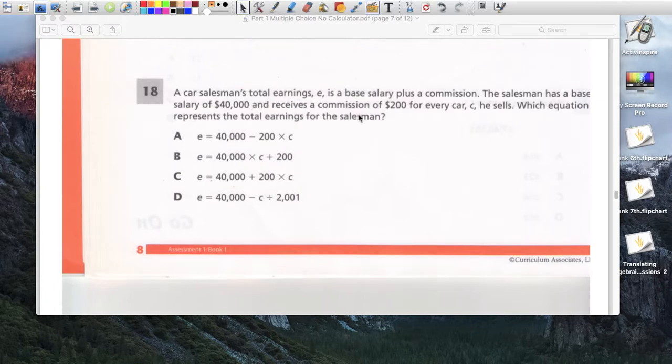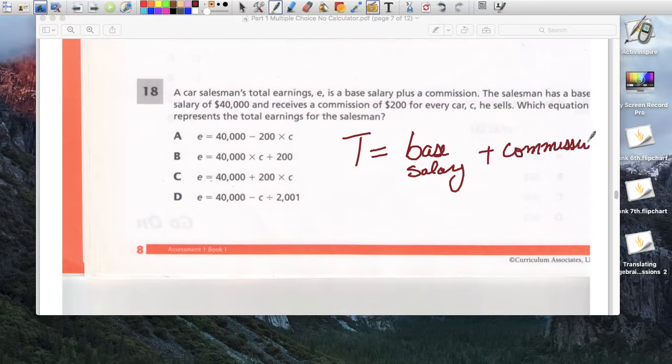A car salesman's total earning E is a base salary plus commission. So his total, the total money that he brings home, is a base salary, plus they give him a commission. So it's made up of two parts. The money he brings home is made up of two parts. So he probably sells stuff. Let's say he sells cars.